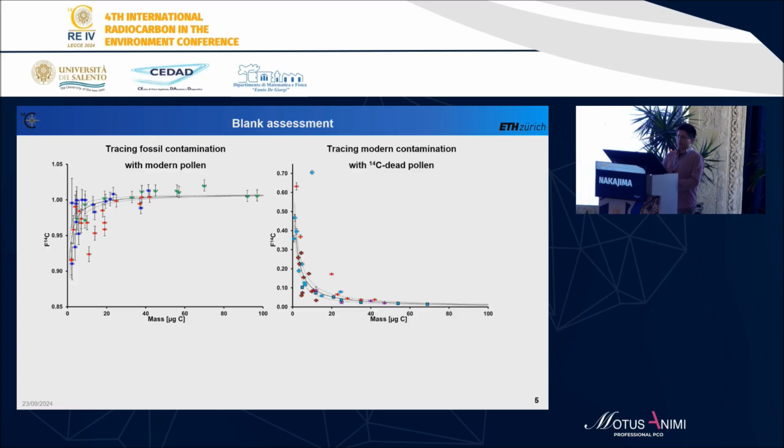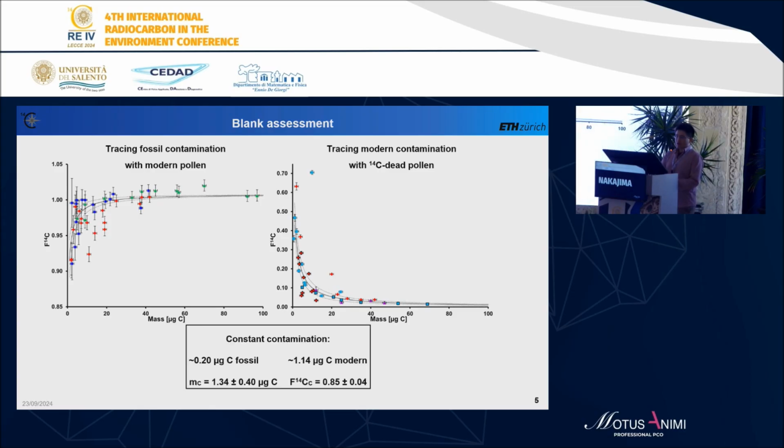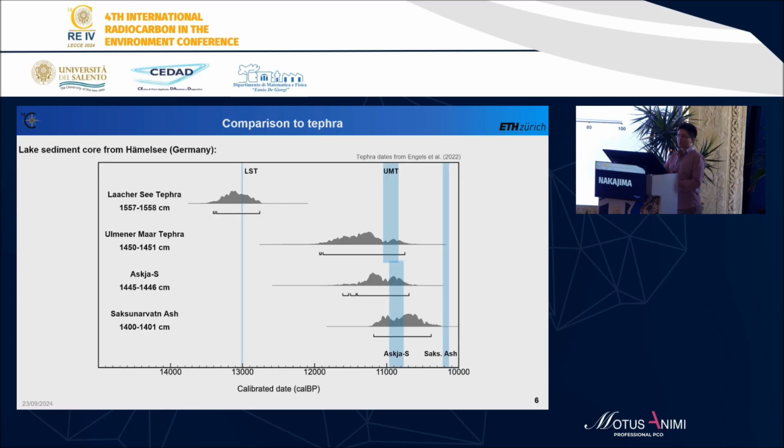I've done the same with carbon-dead pollen as well for tracing the modern contamination, and in total we get around 1.34 micrograms of carbon constant contamination, regardless of the sample size or the batch. And this data we can now use to correct all the 14C data of our actual pollen samples.